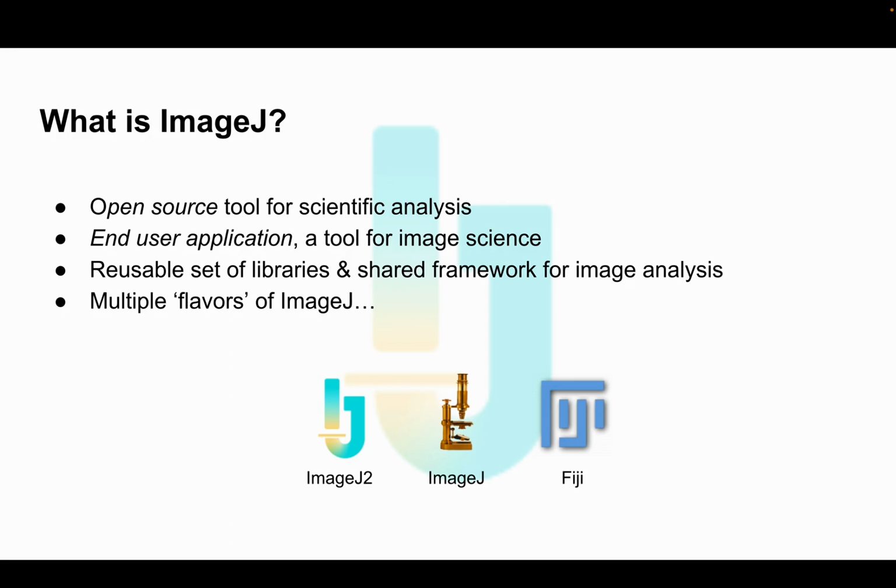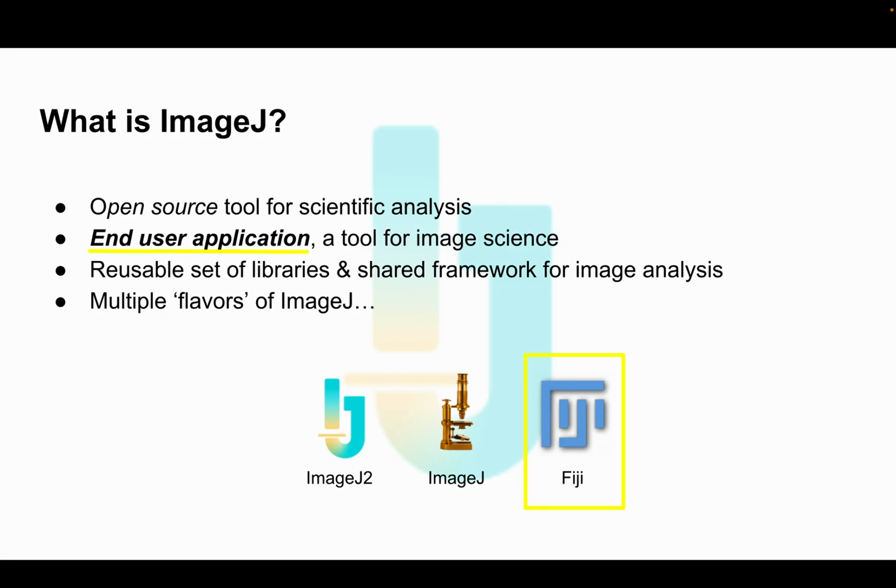This is not Photoshop. It's an end user application for doing science. It is also a reusable set of libraries and a shared framework for image analysis. Overall, ImageJ is designed to be aggressively transparent, as this leads to open science. ImageJ is built on others' research. It is extensible, and of course, science is the same. Being open source is all about reproducibility and transparency. Again, the aim of science.